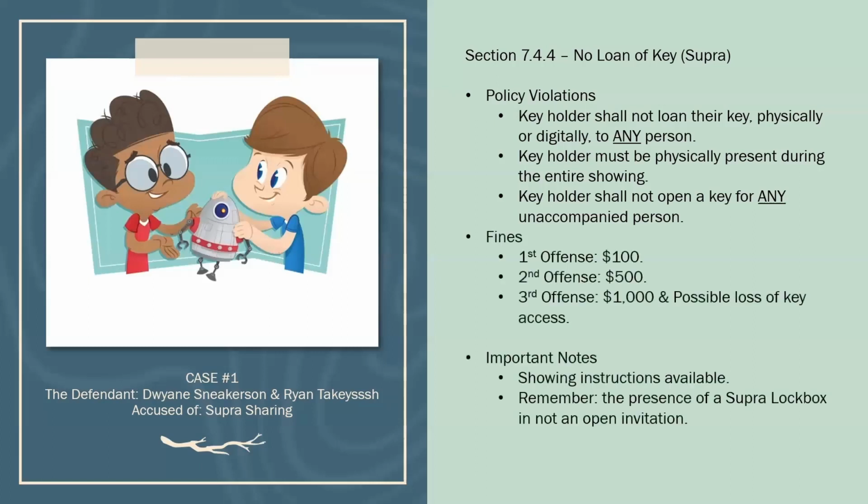Your first offense for this is $100. Your second offense is $500, and your third is $1,000 and possible loss of a key. Important notes, showing instructions are available. Make sure you follow the showing instructions. The presence of a Supra key or Supra lockbox is not an open invitation.